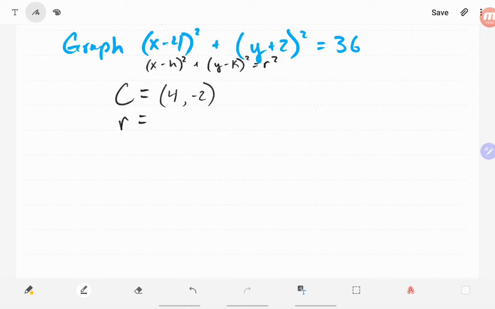Well, what's our radius? Well, if I've got 36 over here, and I know that the standard equation of a circle leaves me with r squared, all I need to do is take the square root of 36. R is going to be the square root of 36, which is equal to 6. So I've got my center, I've got my radius. Let's graph this guy. Okay, let's draw in our little graph here.